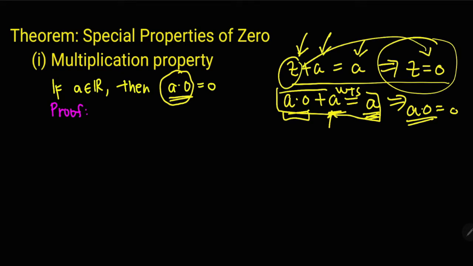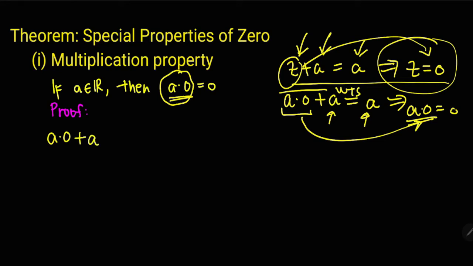So, using that same conclusion, if we have a number a times 0, and we add it to a, and we were able to show that this is equal to a, then the only valid conclusion is that a times 0 must be 0. So, what we want to show is that a times 0 plus a must be equal to a. So, let's start with the left-hand side. Again, if we want to show an equality, we always start with the left-hand side, and then we show that it is the same as the right-hand side.